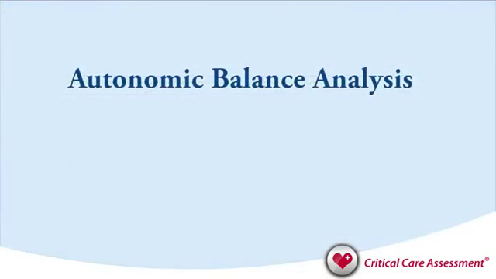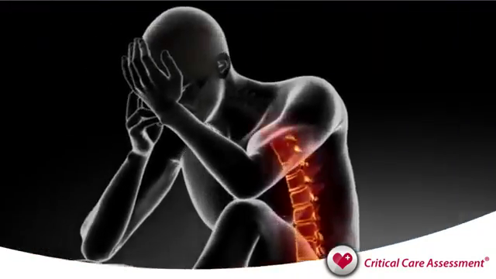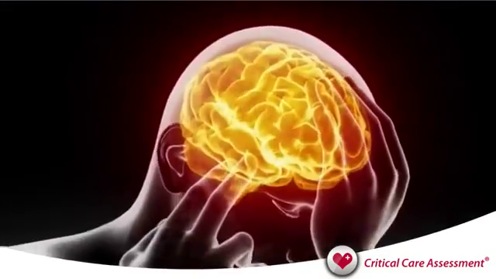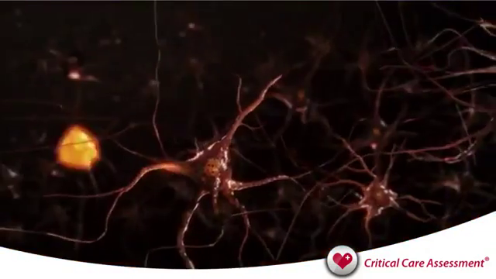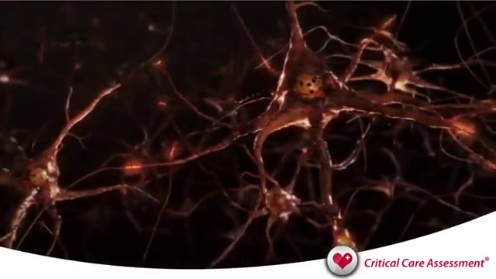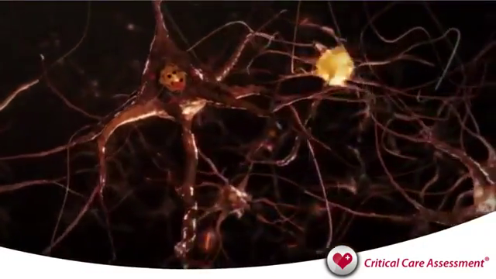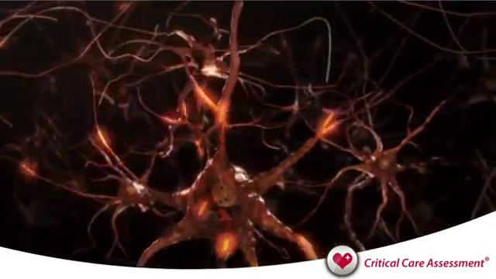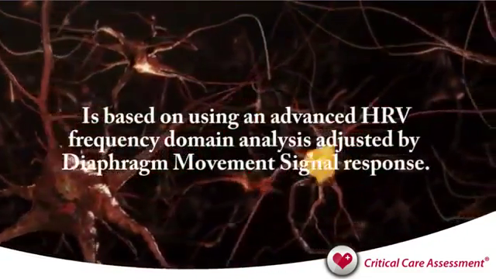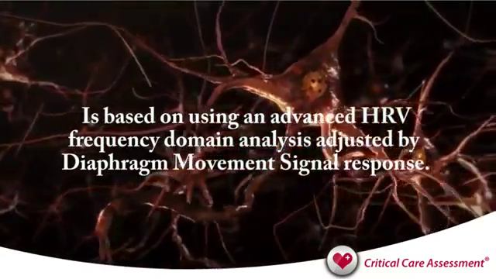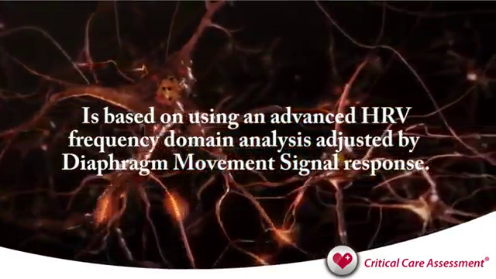The autonomic balance analysis is obtained using an ECG signal to determine RR intervals during the entire measurement. The autonomic balance analysis measures sympathetic and parasympathetic activity and the balance of the autonomic nervous system from the HRV frequency domain analysis. The autonomic balance analysis is based on using an advanced HRV frequency domain analysis adjusted by diaphragm movement signal response.